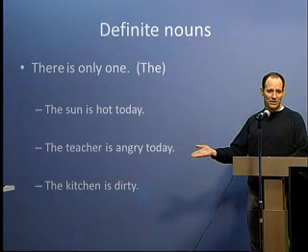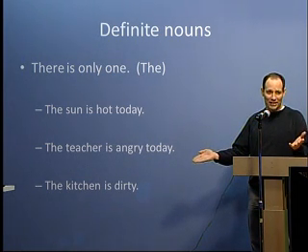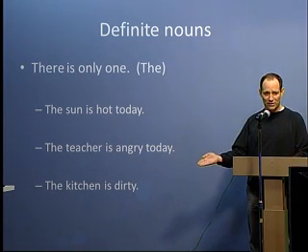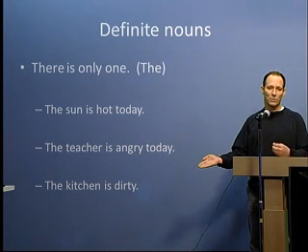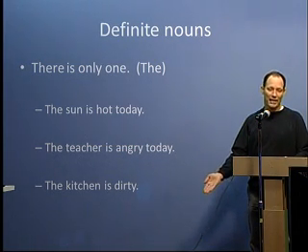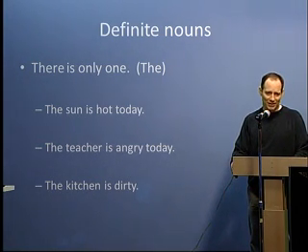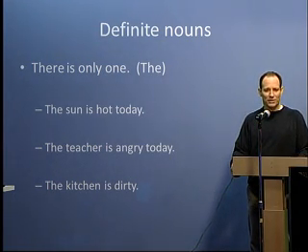The next one, the teacher is angry. If we're in a classroom and there's one angry person there and it happens to be the teacher, we all know which teacher we're talking about, the teacher of the class. So here the teacher is angry because in a classroom there would only be one teacher, usually. And then in a house, most houses have one kitchen. So if someone says to somebody else, hey, the kitchen is dirty, they both know which kitchen they're talking about, the kitchen in the house that they happen to be in.